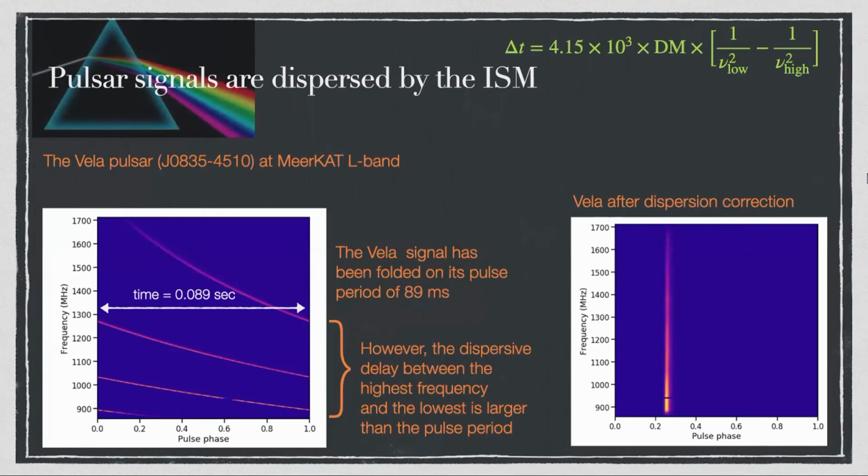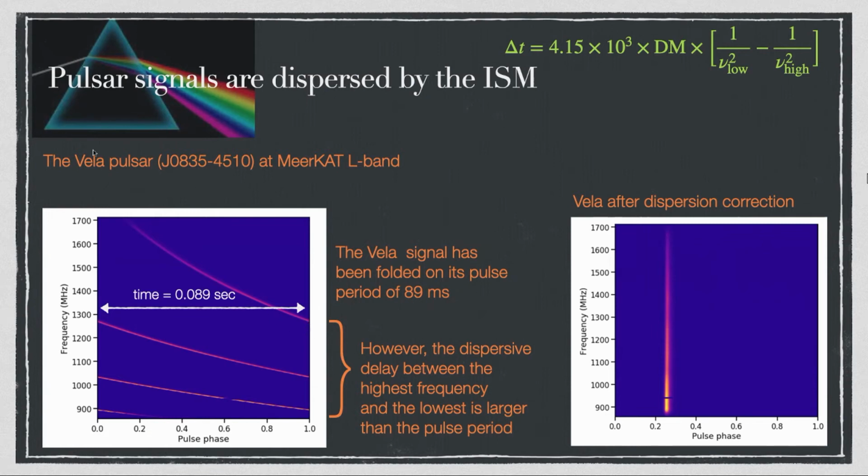Okay, so here's just an example of what dispersion does to your signal. We're back at the bright Vela pulsar. And so you can see that this Vela signal is coming in earlier at this high frequency of 1.7 gigahertz, and I only see the 1.3 gigahertz signal much later, almost a full rotation of the Vela pulsar later.